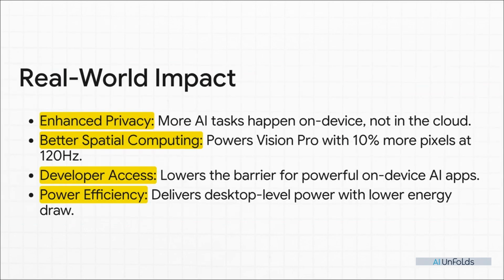And that synergy leads to some incredible real-world benefits. Because more AI tasks happen on your device instead of the cloud, your privacy is enhanced. It lets the Vision Pro render those unbelievably crisp and fluid visuals. It makes it way easier for developers to build powerful AI into their apps. And it does all of this with amazing power efficiency. You're getting desktop-level performance without a massive energy bill.